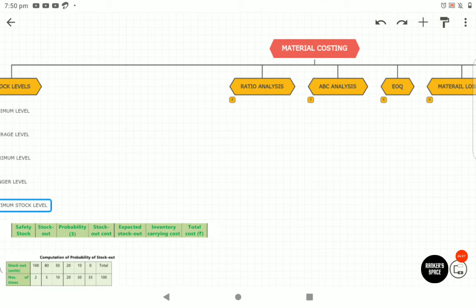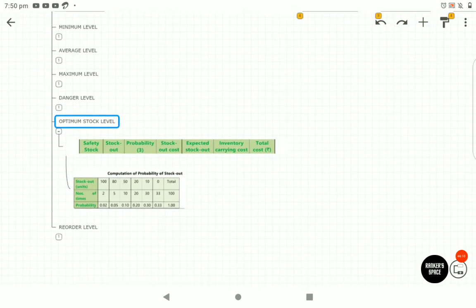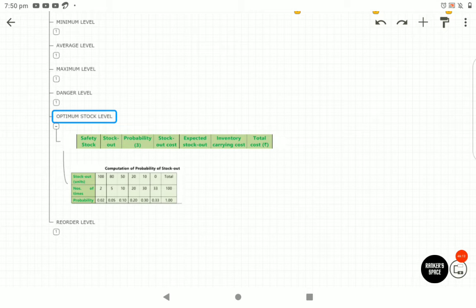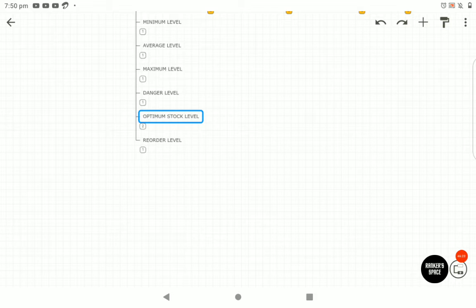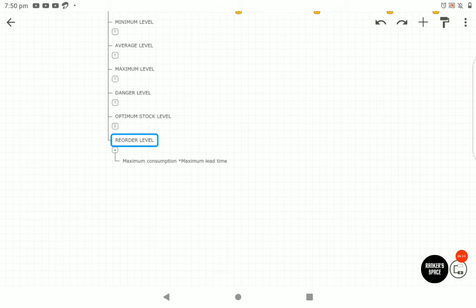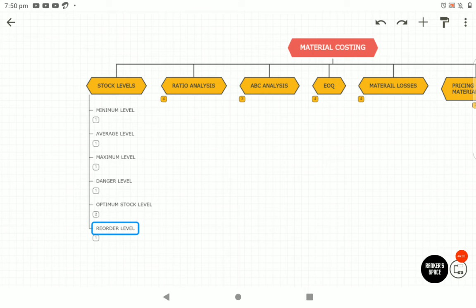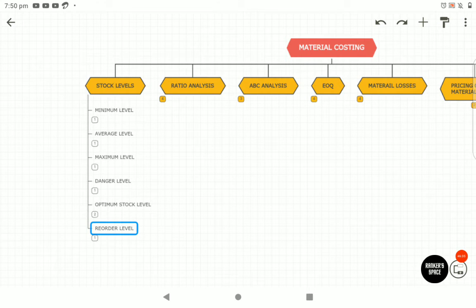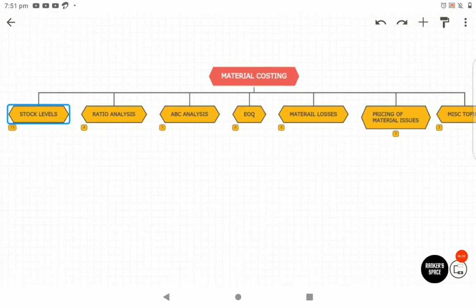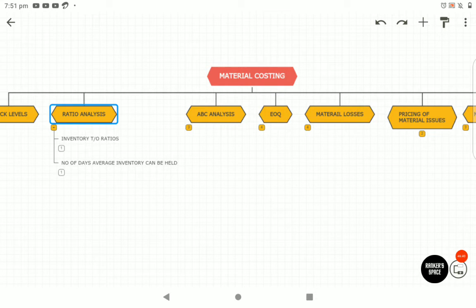The optimum stock level. There is an illustration that we'll see. This is usually predominantly used in tire manufacturers. Likewise, if there is a stock out situation, that type of question we'll see in the later part. Reorder level is nothing but maximum consumption into maximum lead time. Understood? This is the basic underlying concept. Hope you are able to visualize and recollect the concepts. The next thing that we're going to be seeing is the ratio analysis. Under ratio analysis, we have two different concepts.